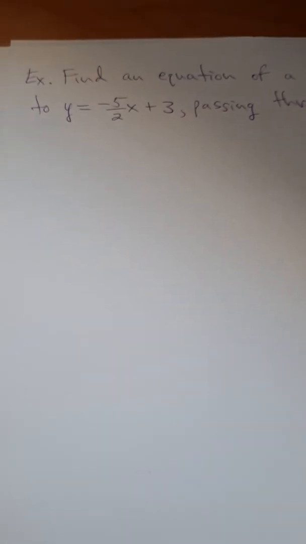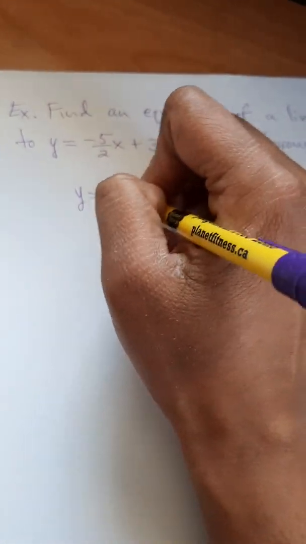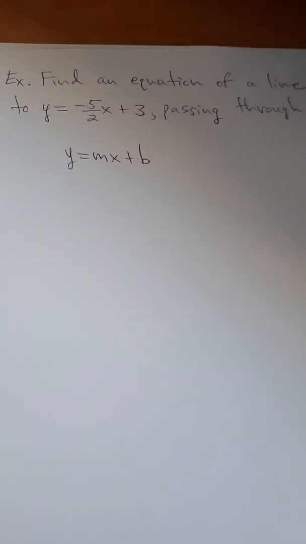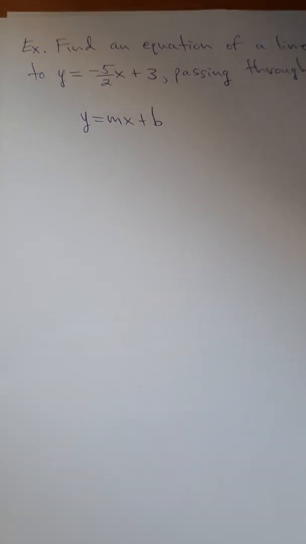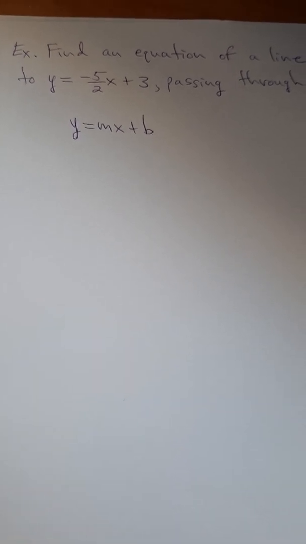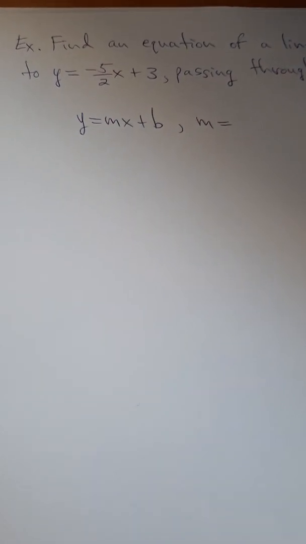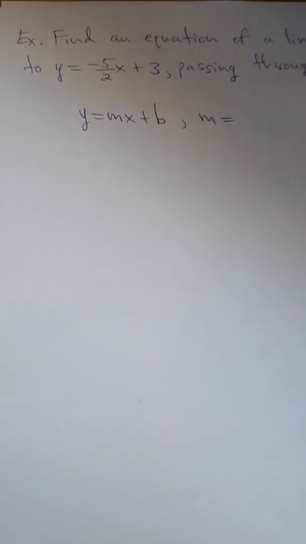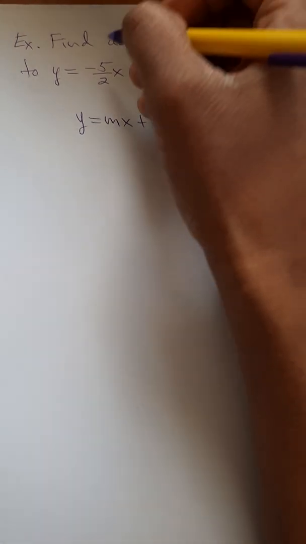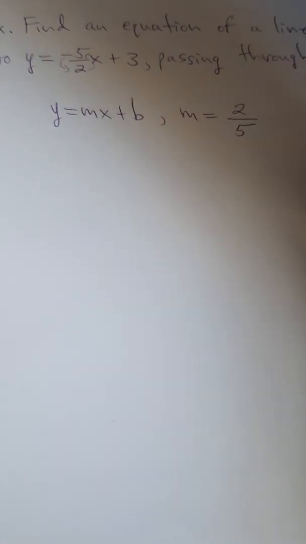So this time my line has to be perpendicular to this line. Let's write down y equals mx plus b. Again, remember what perpendicular means. I have to remember the definition. Perpendicular doesn't mean I have the same slope here. The slope of my line is actually the negative reciprocal. The slope of this line is negative 5 over 2. Reciprocal means I'm just going to flip over this fraction, so it becomes 2 over 5.